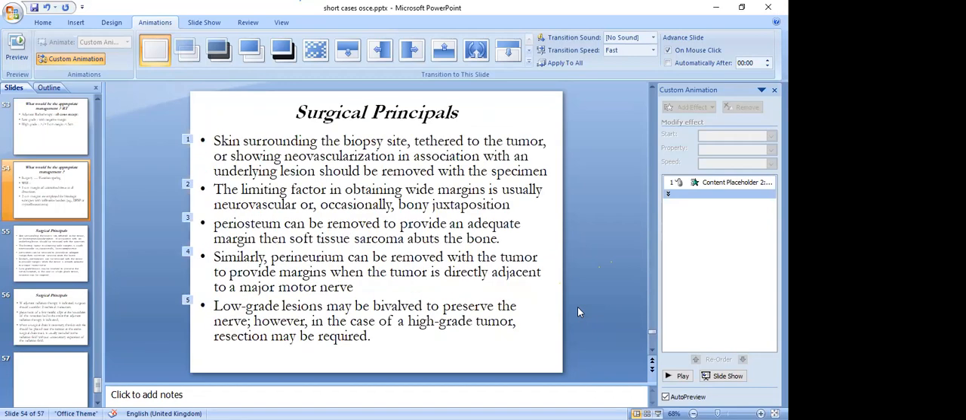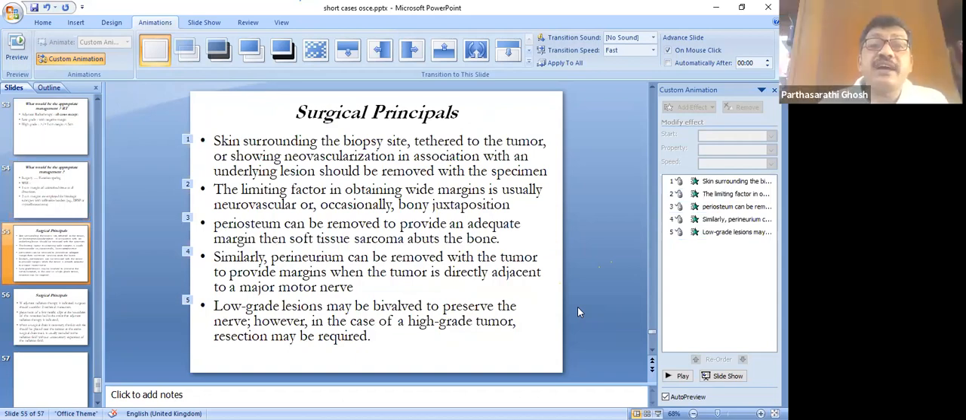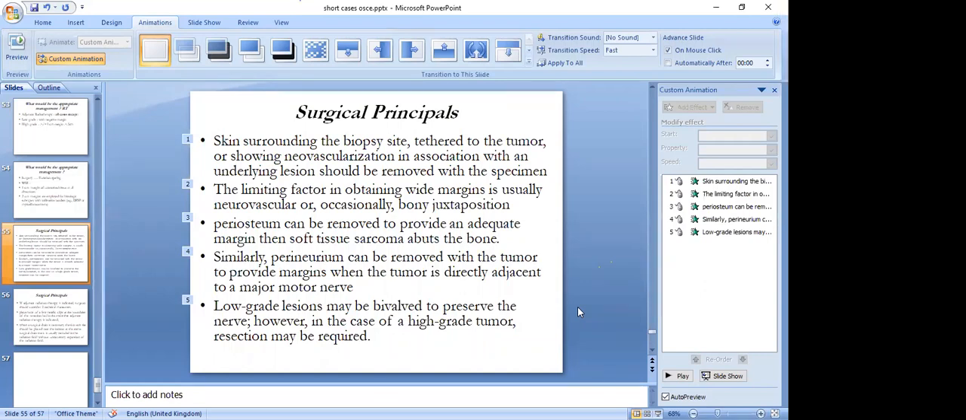The important pitfalls are the surrounding skin should always be taken. You are not allowed to raise any flap, right? The limiting factor in obtaining the margin is actually the presence of important neurovascular bundle. If it is related to the periosteum but has not invaded the bone, you have to remove the periosteum. If it is related to the nerve but has not engulfed it, then you are allowed to remove the perineurium. Am I clear? Yes, sir.